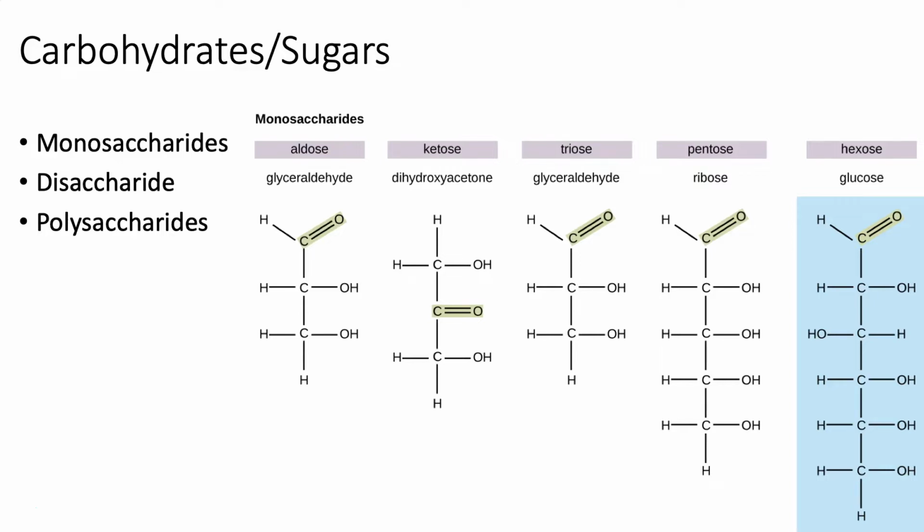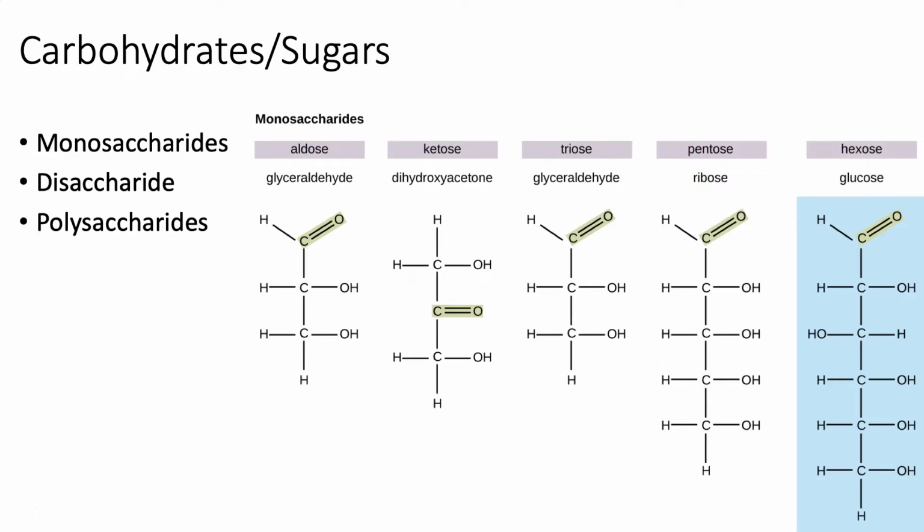So we've got our carbohydrates or sugars. You can use those terms interchangeably. If you have one single sugar, it's a monosaccharide. If you have two of them stuck together, it's a disaccharide. Multiple ones become polysaccharides. Of course, normally we depict them in one of two different ways.